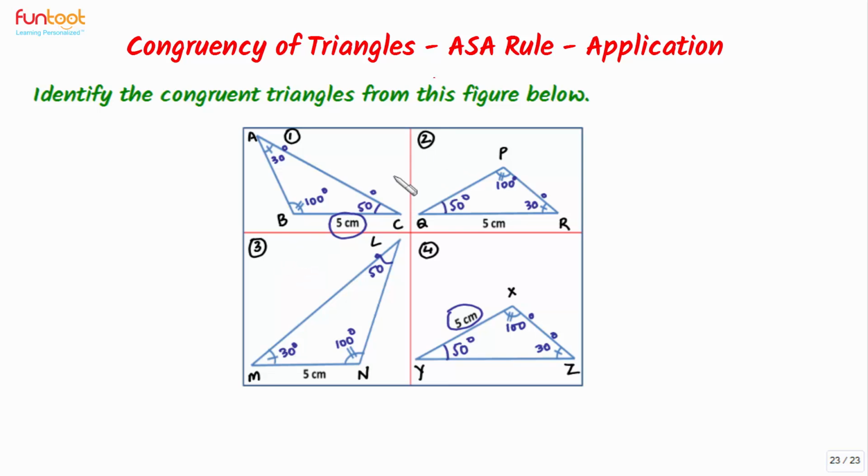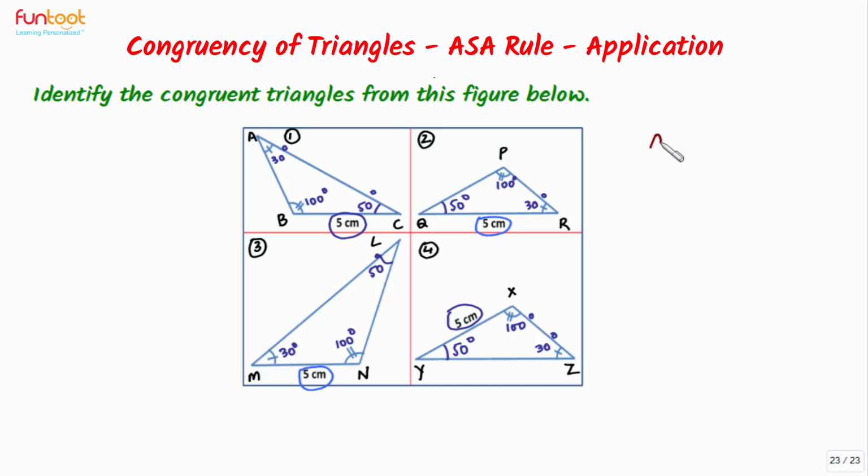Now let's look at triangles 2 and 3. In triangles 2 and 3, we cannot say these are congruent because we can see here, in triangle 2, 5 cm is the included side between 50 degrees and 30 degrees. And here in triangle 3, 5 cm is the included side between 30 degrees and 100 degrees angles. So here we have 50 degrees and 30 degrees, and here we have 30 degrees and 100 degrees. So in these two triangles, the corresponding side 5 cm is not included between the same corresponding angles. So we cannot say that these two triangles are congruent by ASA.